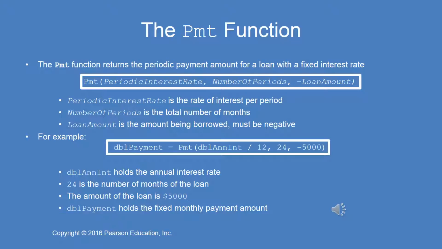The Pmt, or payment function, returns the periodic payment amount for a loan with a fixed interest rate. And so your periodic interest rate argument is the rate of interest per period. The number of periods is the total number of months for the loan. And the loan amount is the total amount of the loan, and that's a negative number.